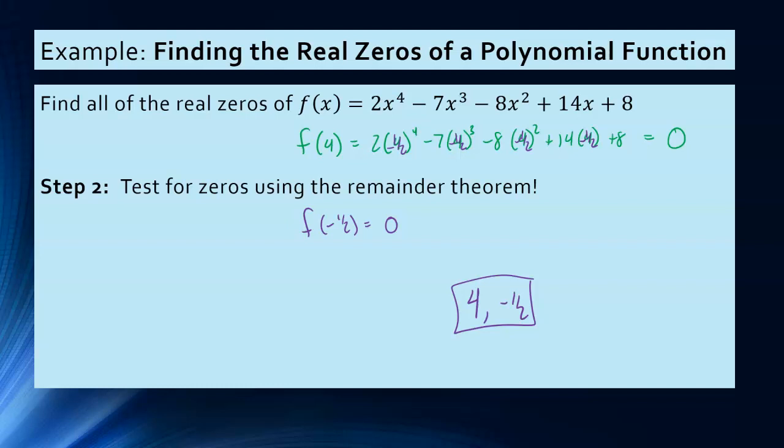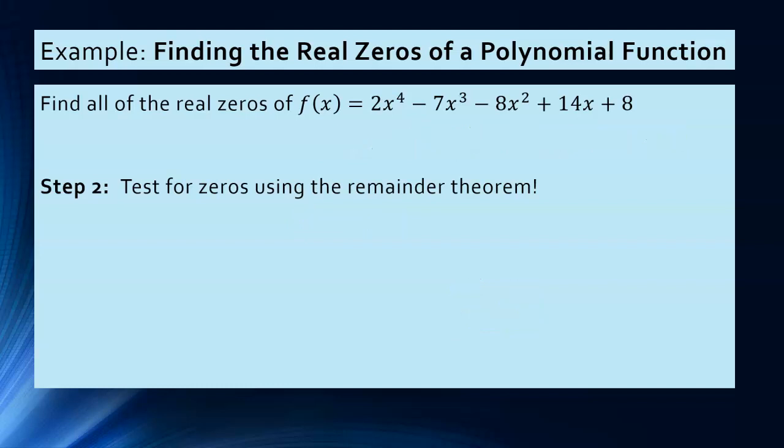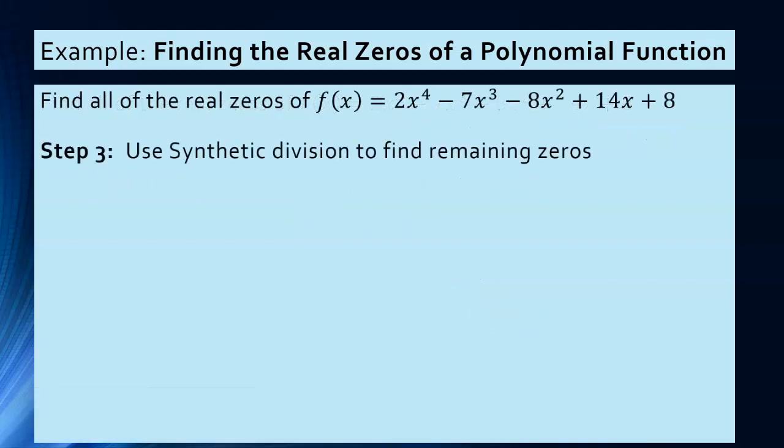So we're going to see how we can use this now to factor this more completely. To do that, we're going to use synthetic division to find the remaining zeros. So again, we're using 4 and negative 1/2. We're going to start with one of them. I think the 4 would be easiest to start with. So again, the 0 goes here. The coefficients, 4, 3, 2, 1, 0. I was just looking at the exponents. All of them are represented. So I'm just going to list the coefficients: 2, negative 7, negative 8, 14, and 8.